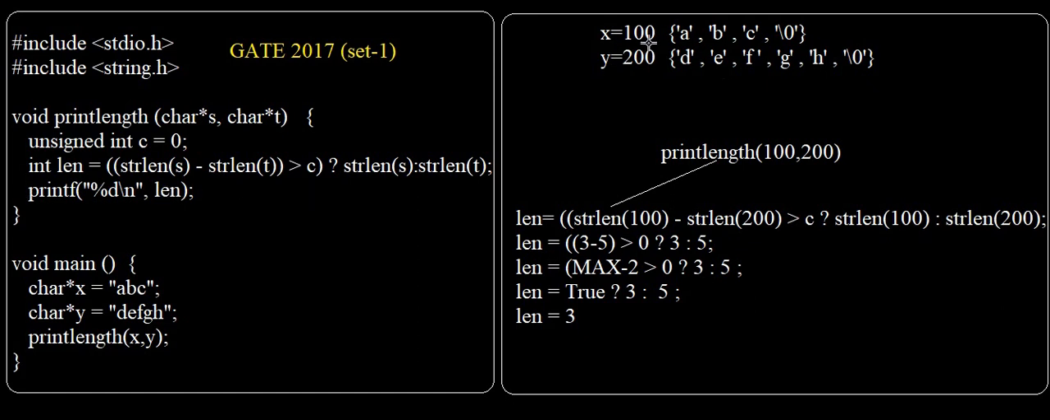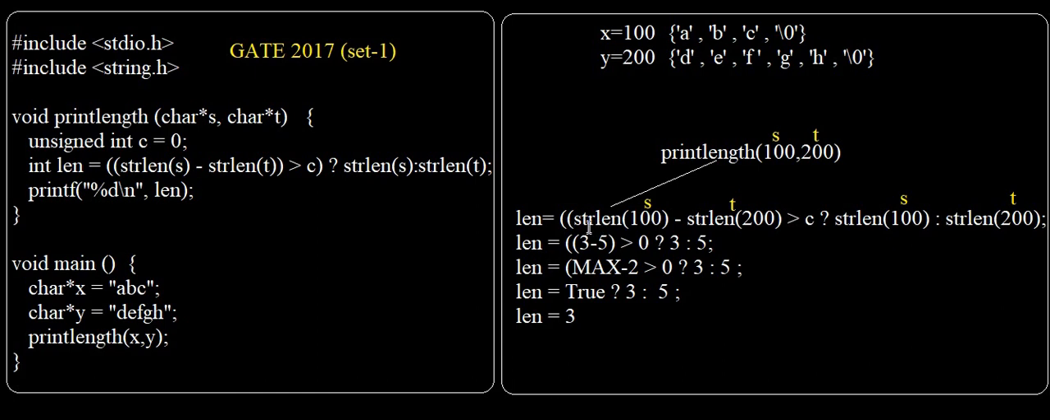Now consider the base address for the string abc is 100 and the base address for defgh is 200. We take the base address and put it into the println function like this, 100 and 200 respectively. Now we have an initialization of c which is equal to 0 and len equals strlen of s, which is 100, placed here, minus strlen of t, which is 200, placed here. Just replace the s with 100 and t with 200 and solve this.